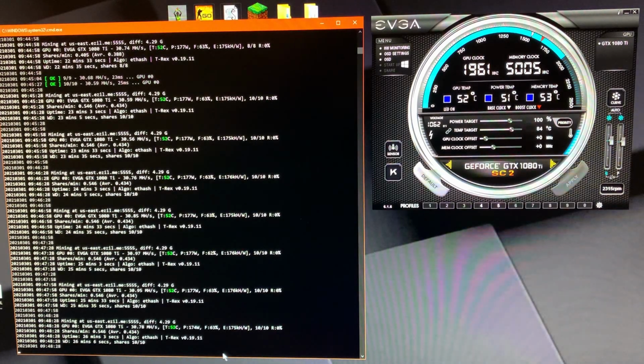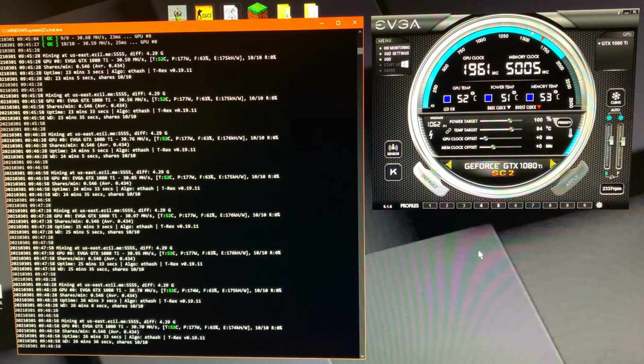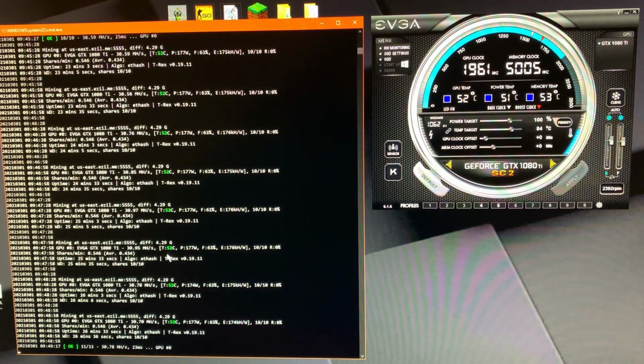Let's talk about this. Right now we're mining using T-Rex Miner. We're on EZIL because I dual mine Ethereum and ZIL on EZIL using T-Rex. And I have no clocking on my 1080 Ti. You can see I'm at 100% power, zero overclock on the GPU and zero overclock on the memory. I'm using 177 watts in this case and getting 30.7 mega hash. The highest I got here was 30.97, so between 30 and 31 mega hash mining Ethereum. That's not great for this card, and there are ways to improve that.